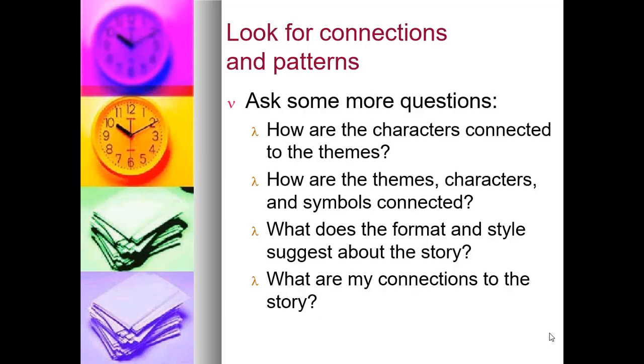Next up, you're going to start looking at the big picture. Look for connections and patterns. How are these things related? How are the characters, for example, connected to the theme or themes of the work? How are the themes, characters, and symbols connected? Is there another connection between other literary elements that you found, like foreshadowing or point of view or metaphor? Are those interconnected with the themes, the symbols, or the characters?